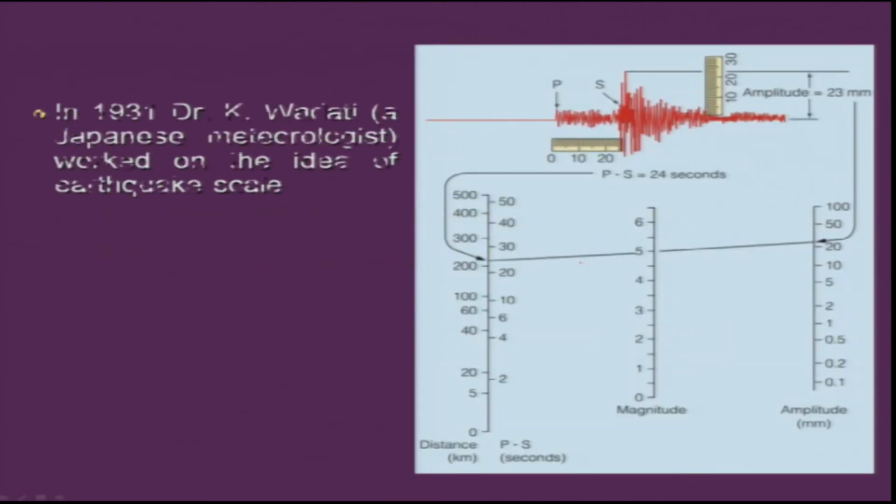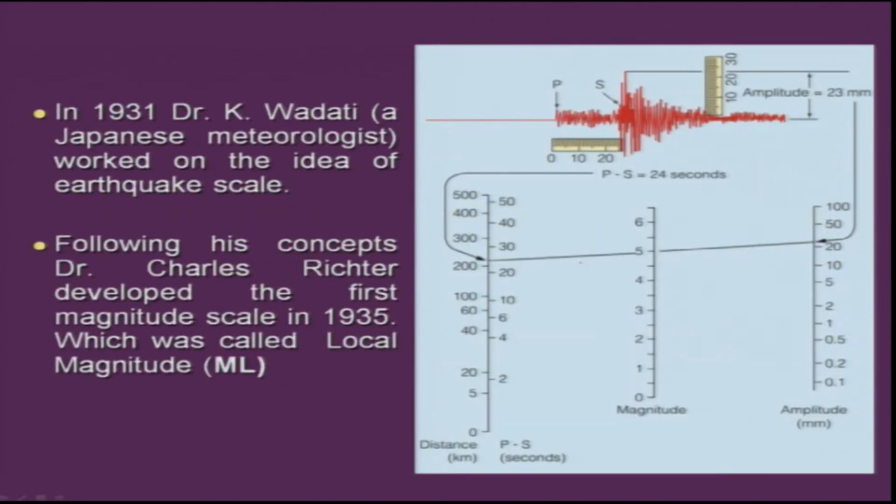Now this is just to show what we have already discussed. This is the ML local magnitude scale. In the previous lecture we were also talking about how you have the amplitude from the zero line, and then the arrival of the P and S waves. On the logarithmic scale you can make out the magnitude.